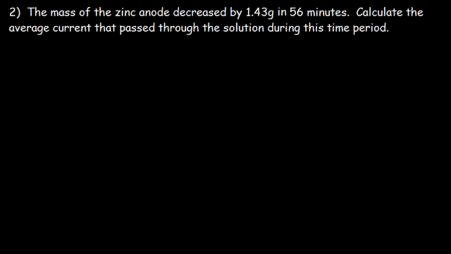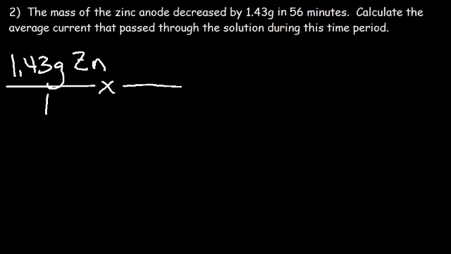Number 2. The mass of the zinc anode decreased by 1.43 grams in 56 minutes. Calculate the average current that passed through the solution during this time period. Now, in the last example, we had the time in minutes and the current in amps, and we were able to calculate the mass in grams. Now we have the mass in grams and the time. We need to find the current. So let's start with 1.43 grams of the zinc anode.